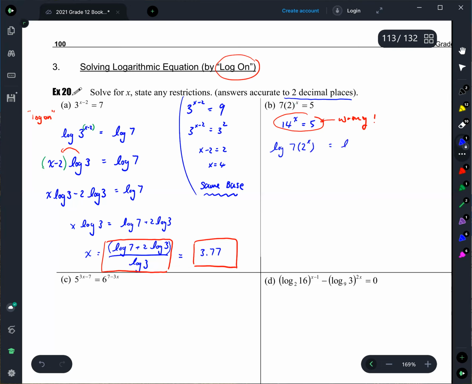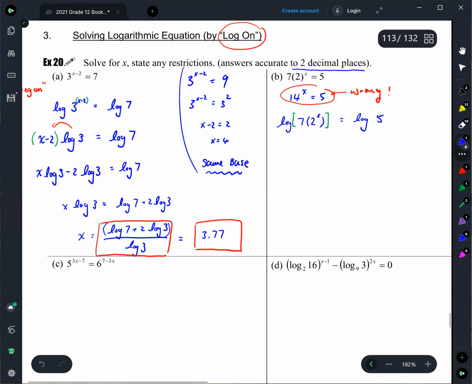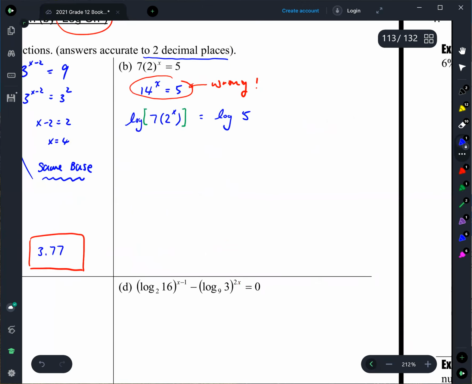Okay, equal to log 5. On the left side, everything is a log in the log, okay? So if you like, you can put a big square bracket. All right, now we got log on. What can we do next? Any log law we can apply?